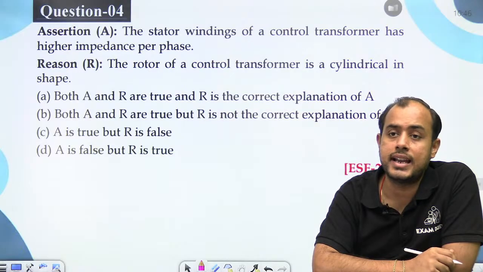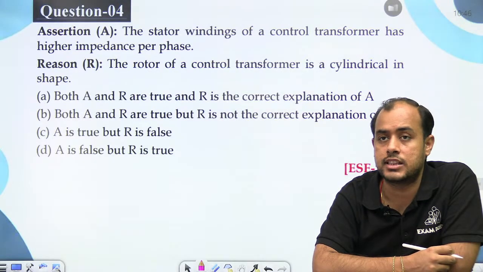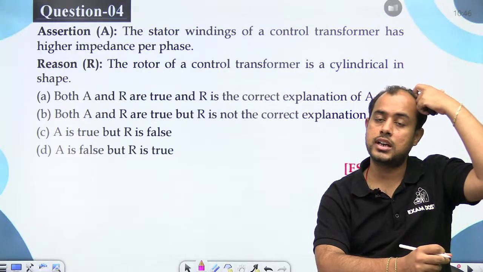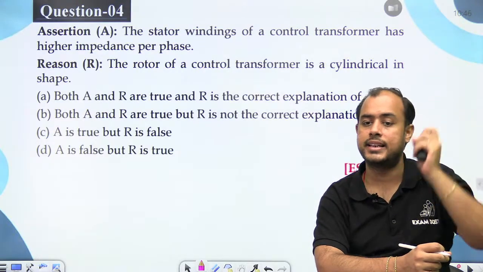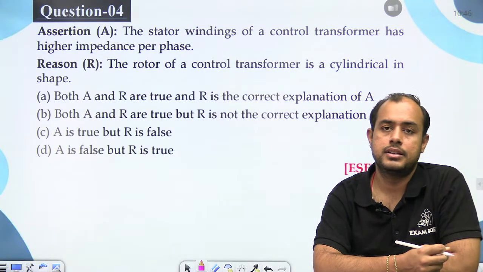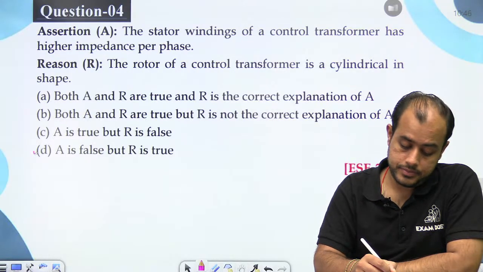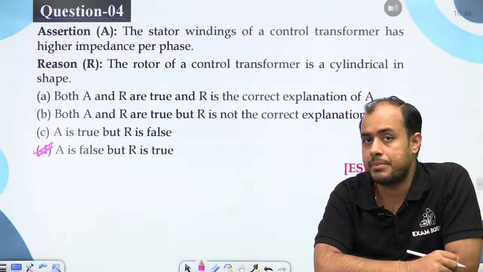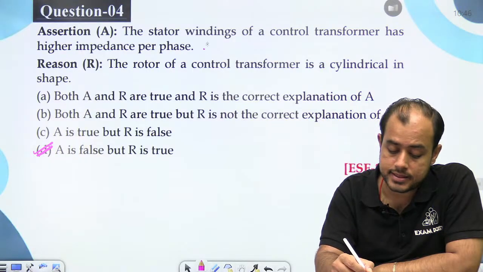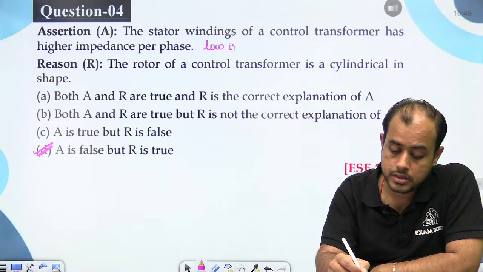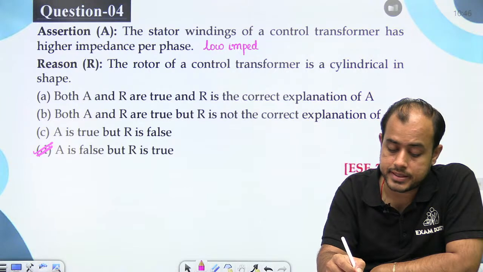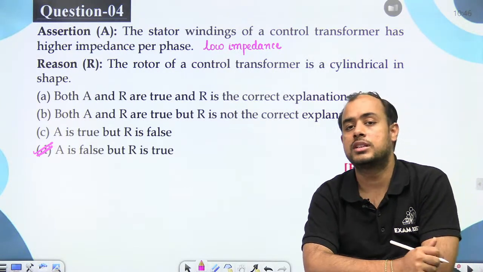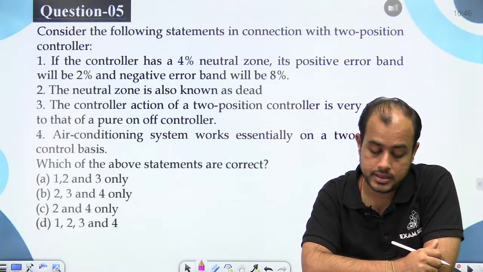ESE 2009, the stator winding of a transformer has higher impedance per phase. The rotor of a control transformer is cylindrical in shape. Okay. So answer is D. They do not have the high impedance, they have the low impedance. And here we are basically using an induction motor as the transformer. So the rotor is cylindrical.